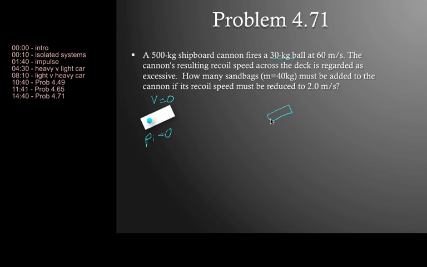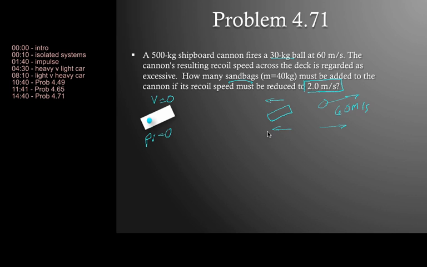That's fine. So then after the collision, or explosion, the cannon is going to shoot back this way, it's going to recoil, and the cannonball is going to be ejected this way at 60 meters per second. So in order to conserve momentum, the cannonball goes this way to the right, the cannon recoils to the left. So in order to stop the cannon from flying back too fast, we need to add sandbags. So how many sandbags need to be added for us to limit the recoil velocity to this 2 meters per second? Alright, so our initial momentum is 0.